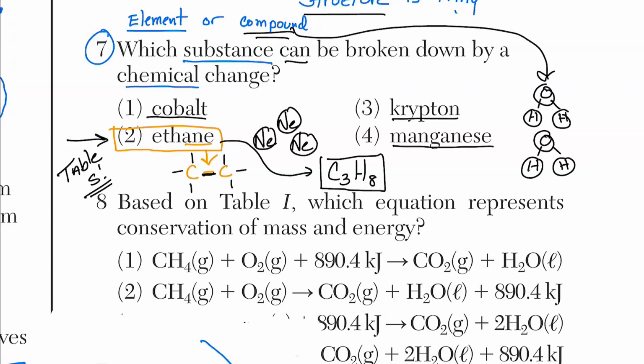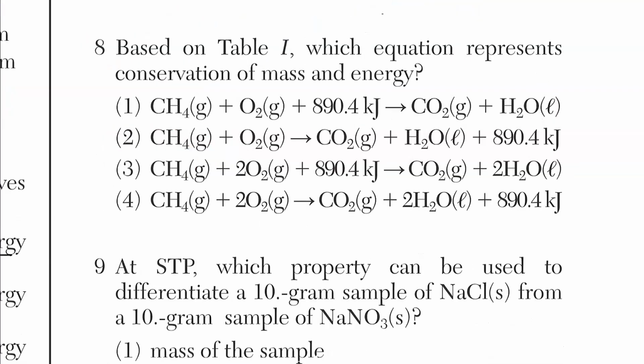And on to number 8. I got it circled there. Now, based on Table I, which equation represents the conservation of mass and energy? My friends in chemistry, you should know that every time a reaction is written with its energy, mass, energy, and charge are always balanced. I know the charge part isn't part of this question, but just be aware that all those 3 things are involved. Now, in this question, they want to know which one shows the conservation of mass and energy being followed.